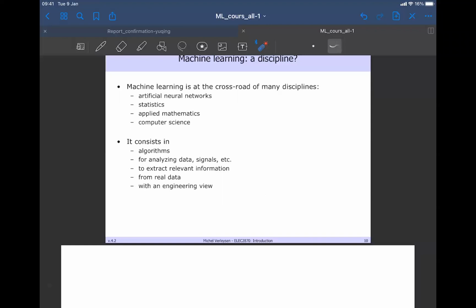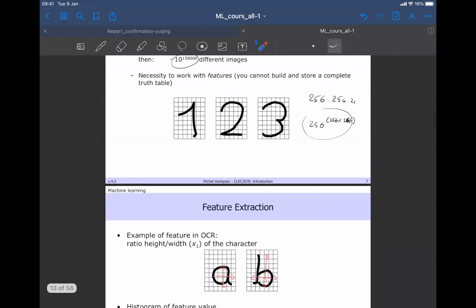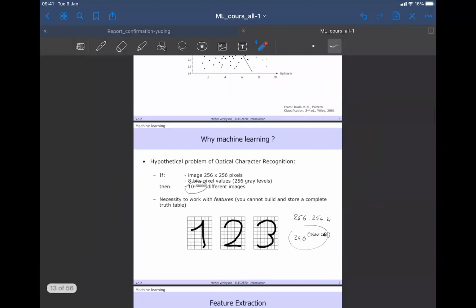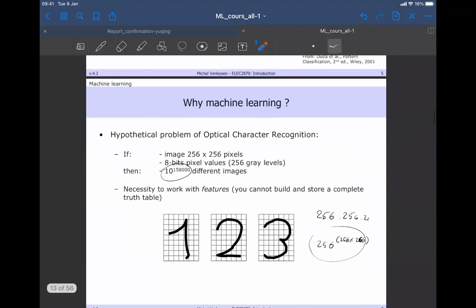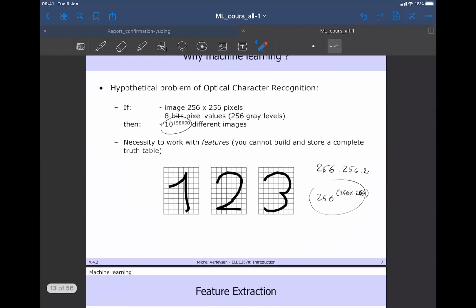So I have another question here. What is pixel in machine learning? So a pixel is, let's say, the discrete building block of an image. It's not a machine learning term. It's really the building block of an image.